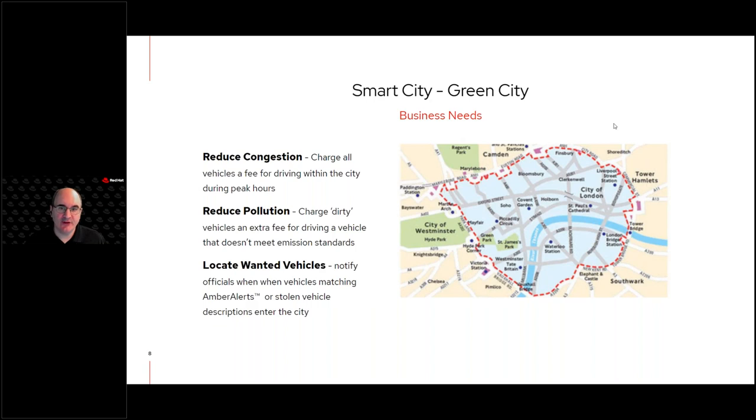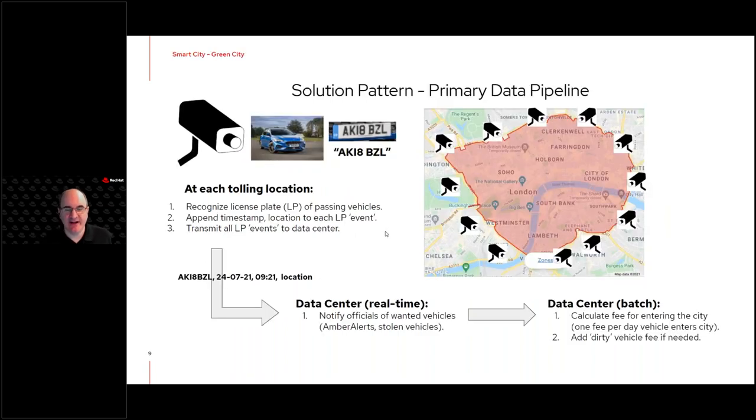So we'll focus on this part of acquiring data, and the primary data pipeline for our solution pattern is this one. We will simulate that around London we have cameras at different entry points. And of course, they are monitoring the traffic and they are taking pictures of cars.